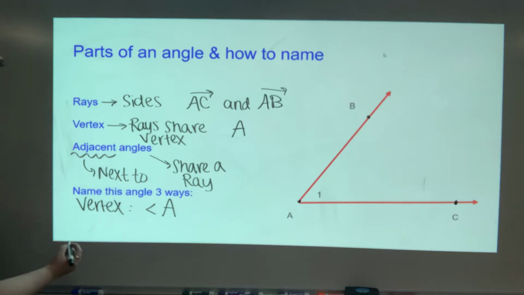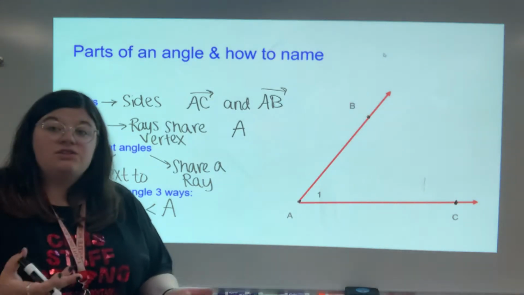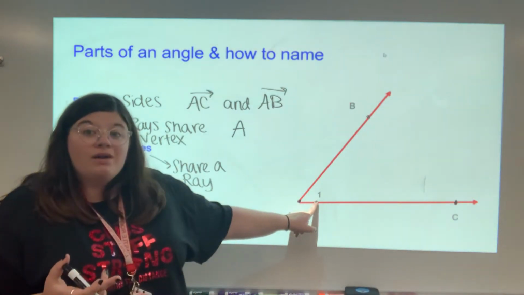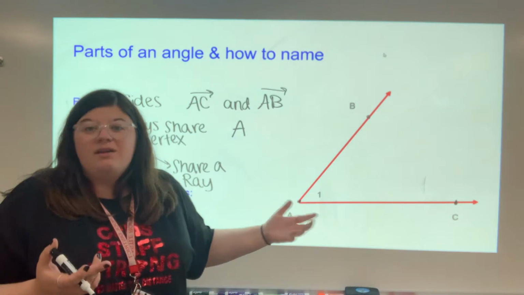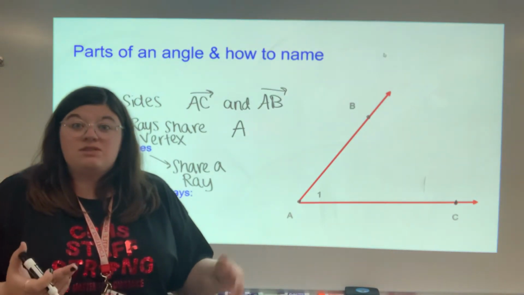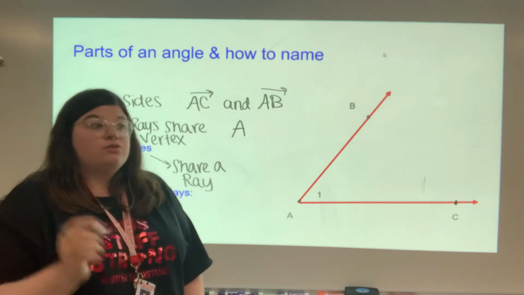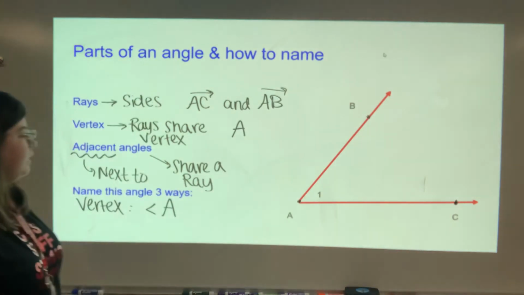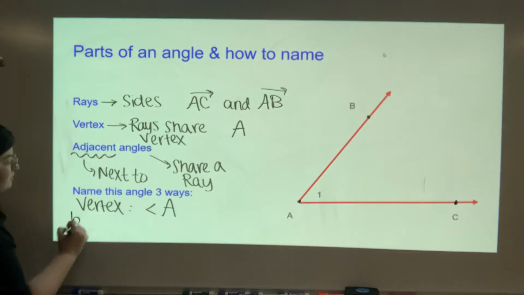Or we can name it by number. Sometimes in diagrams to make it easier, we'll just put a number in it. Here I have number 1, so we could just call this angle 1. If there's no number, just use the vertex, but sometimes you'll see we're talking about angle 1, angle 2, and angle 3 or 4. So another way you could do it is by number.